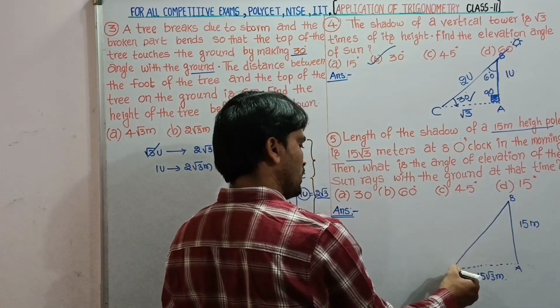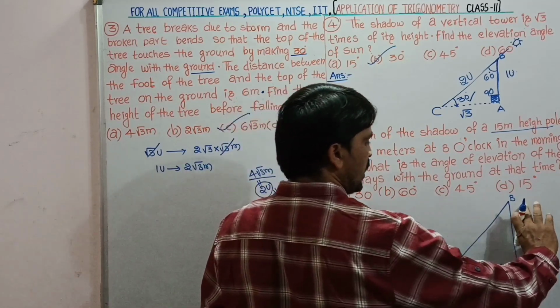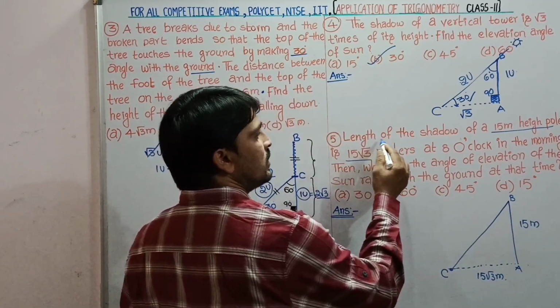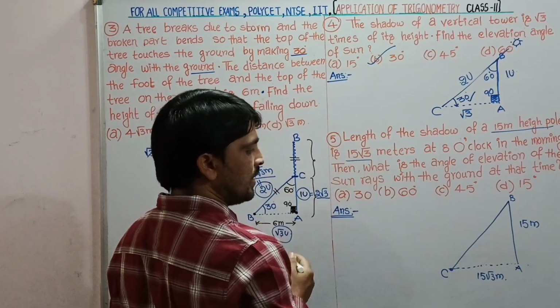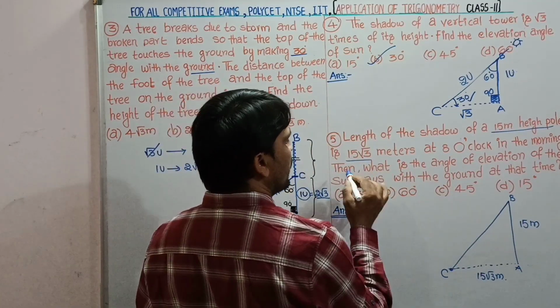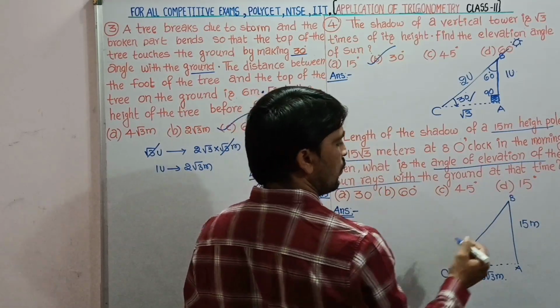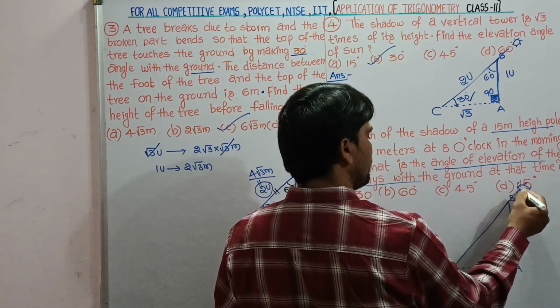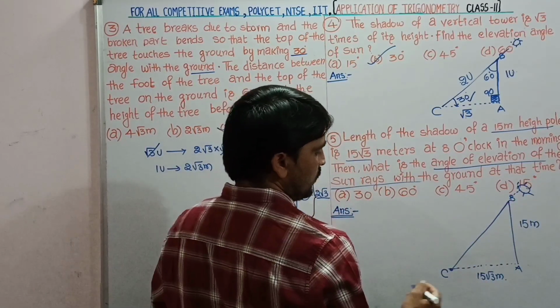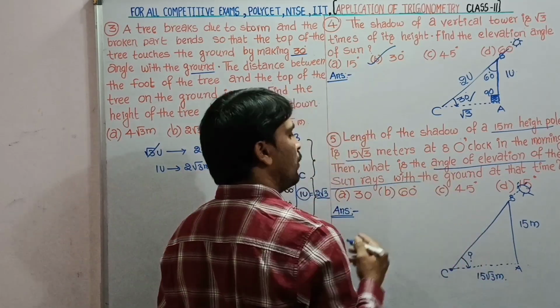Join B and C. AC is shadow of the pole. AB is the height of the pole. Length of shadow of 15 meter high pole is 15 root 3 meters at 8 o'clock in the morning. Then what is the angle of elevation of the sun rays with the ground? So BC is the sun ray. So making an angle of elevation, we have to find this angle of elevation.